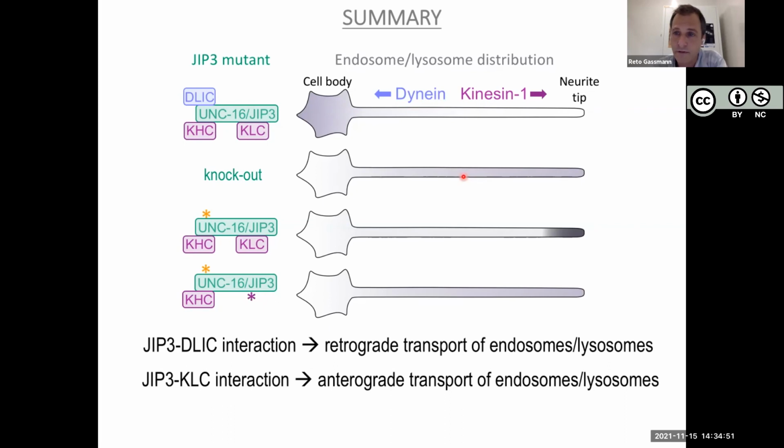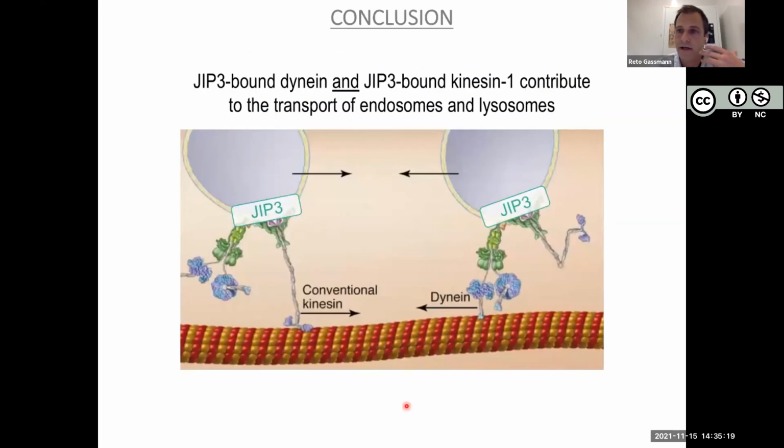So we can take two conclusions from this. One is that the CHIP3 dynein light intermediate chain interaction is important for the retrograde transport of endosomes and lysosomes. And the other conclusion is that the CHIP3 kinesin light chain interaction is able to drive the anterograde transport of endosomes and lysosomes. And so as a conclusion, we think that both CHIP3-bound dynein and CHIP3-bound kinesin 1 contribute to the transport of endosomes and lysosomes in axons. So CHIP3 really acts as one of those scaffolds that can drive the bidirectional transport of organelles.